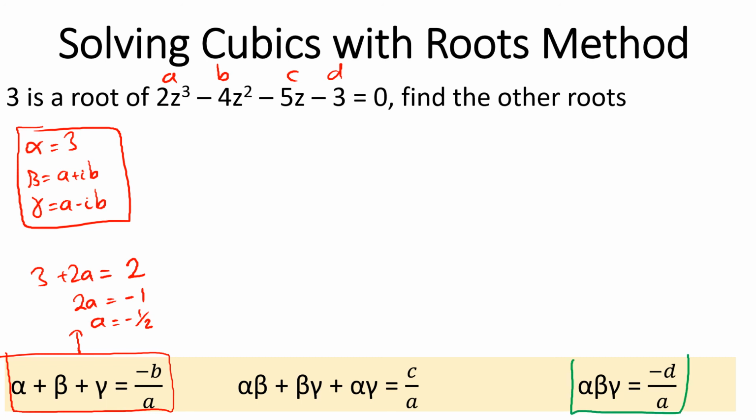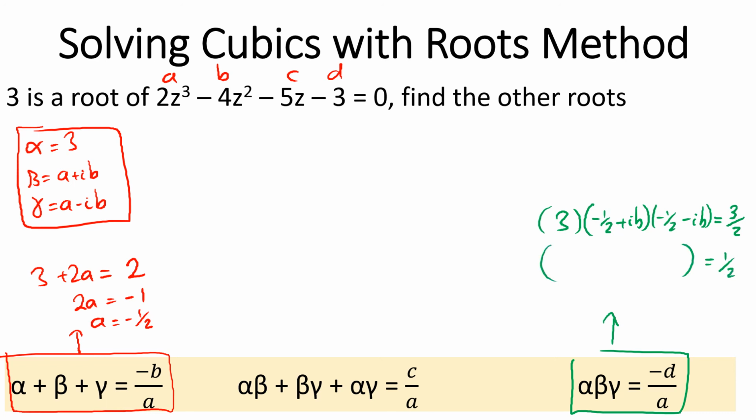Then we can go to the second one. So alpha, which is 3, times beta times gamma, so that's minus a half plus ib, minus a half minus ib, and that's all equal to minus d over a, so it's equal to 3 over 2. Cool, okay. So let's do the same thing we did before and divide across by the 3. That'll mean we're equal to a half.